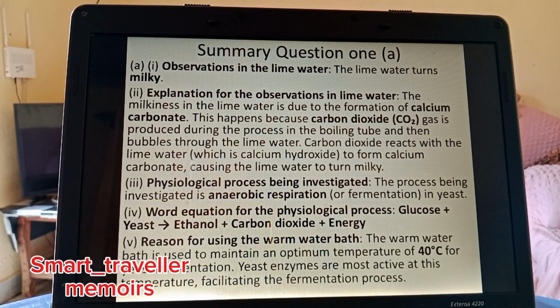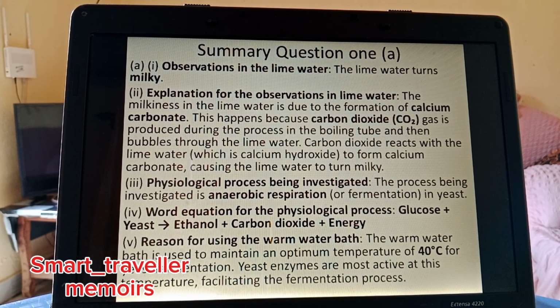Summary of question 1A. Observations in the lime water. The lime water turns milky. Explanation for the observations in the lime water. The milkiness in the lime water is due to the formation of calcium carbonate. This happens because carbon dioxide gas is produced during the process in the boiling tube and then bubbles through the lime water. Carbon dioxide reacts with the lime water, which is calcium hydroxide, to form calcium carbonate, causing the lime water to turn milky.